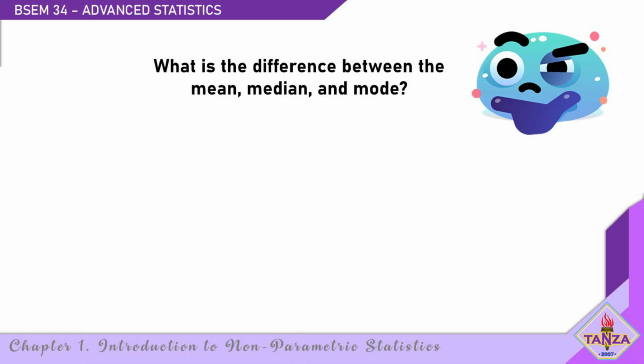Before we go further, let's warm up with some important review questions. What's the difference between mean, median, and mode? Think of these three as ways to find the center or the most common part of a group of numbers. Mean is just the average. You add all the numbers and divide by how many numbers there are. Median is the middle number when you line up all the numbers from smallest to biggest. Mode is the number that shows up most often.